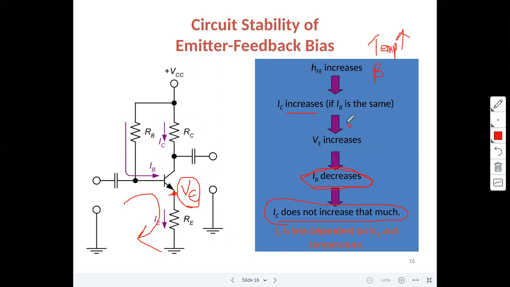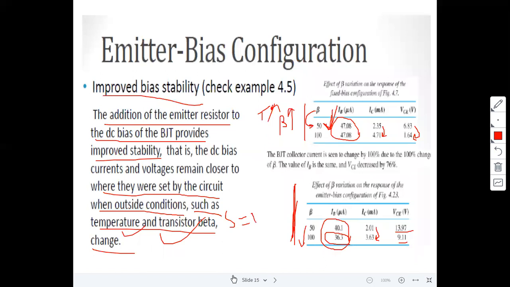But temperature increases, IC increases. But due to this feedback, IB decreases, so IC does not increase that much, right? IC is less dependent on HFE and temperature. Of course, it depends, but here due to this feedback it depends less. Previously it depended 100%, now it depends only 50%. Due to that, the stability factor reduces, stability increases. That is the reason here.